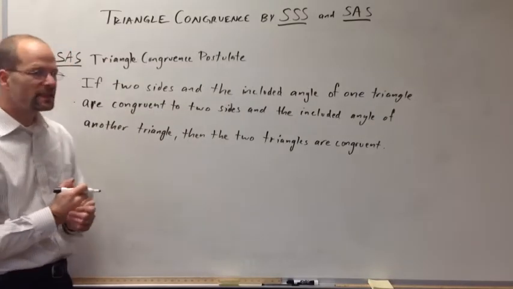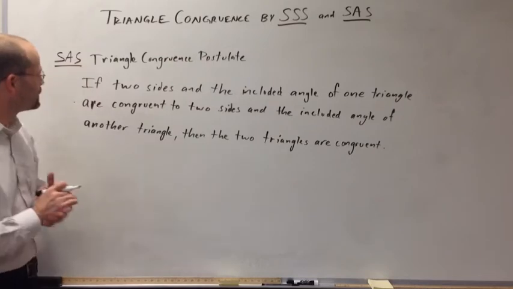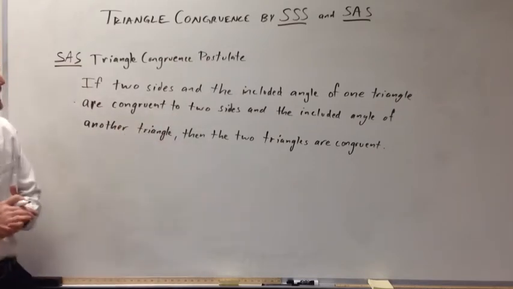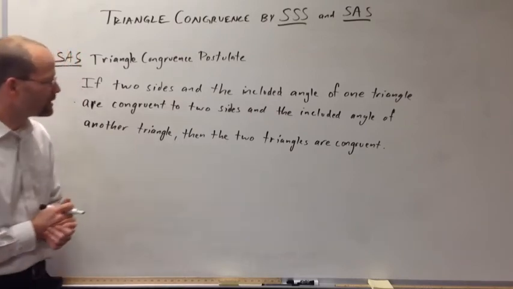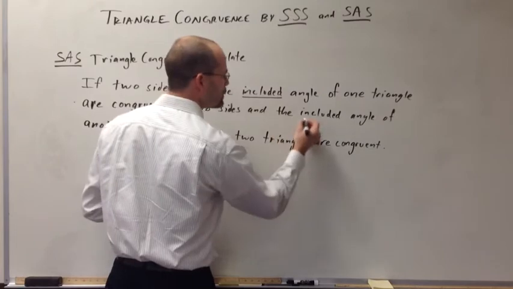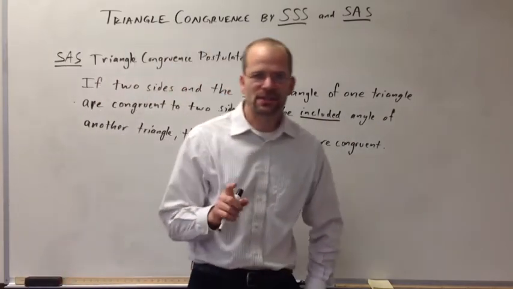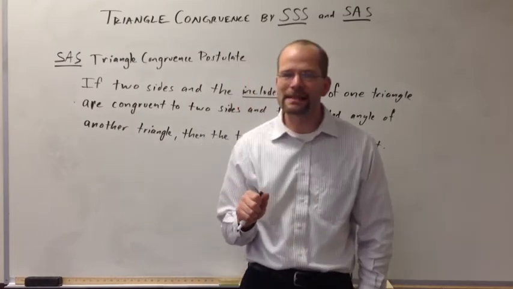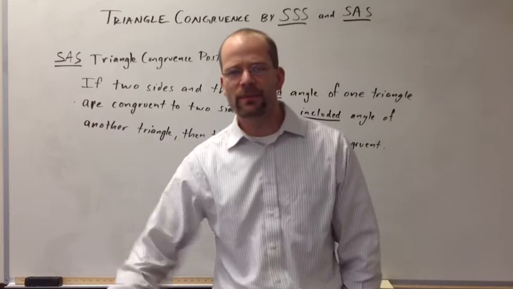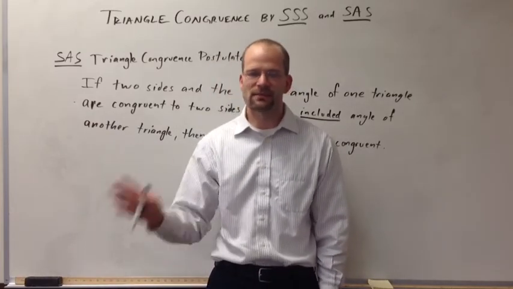All right, the next rule we need to talk about is the side-angle-side triangle congruence postulate. Side-angle-side. It says if two sides and the included angle of one triangle are congruent to two sides and the included angle of another triangle, then the two triangles are congruent. When you talk about this word included, you figure out what that means. Included is one of these words in geometry that is always used in a particular context. It doesn't have any meaning by itself. You'll never be walking down the road and see an included angle. It doesn't exist. You'll never see one in isolation.